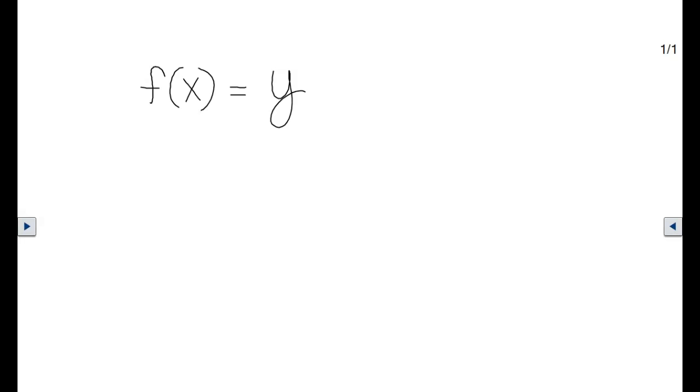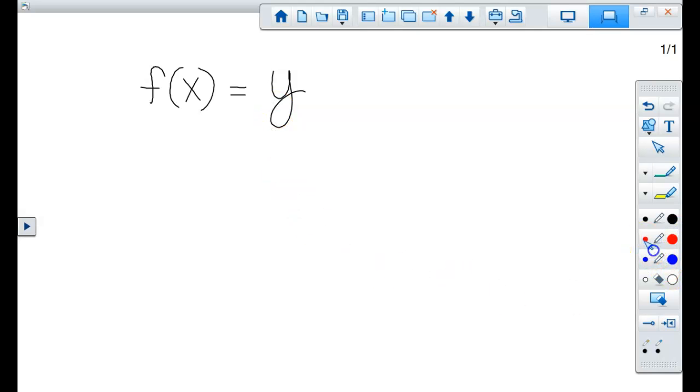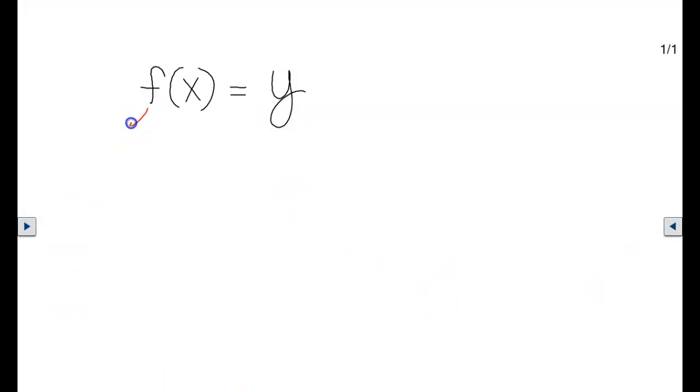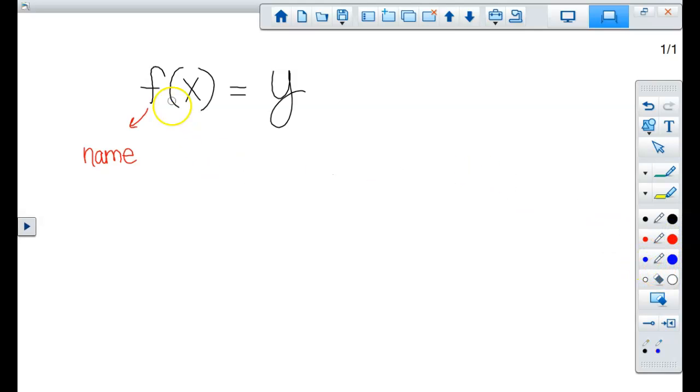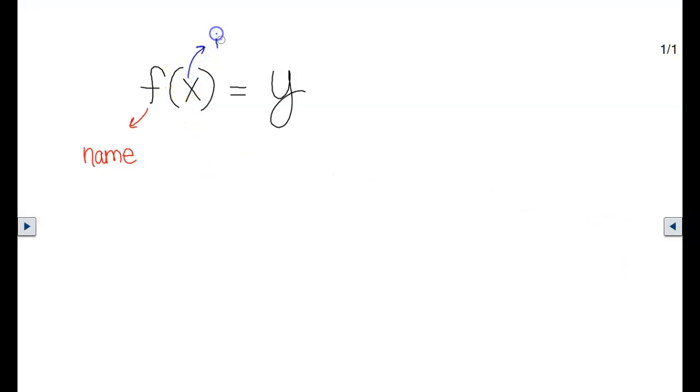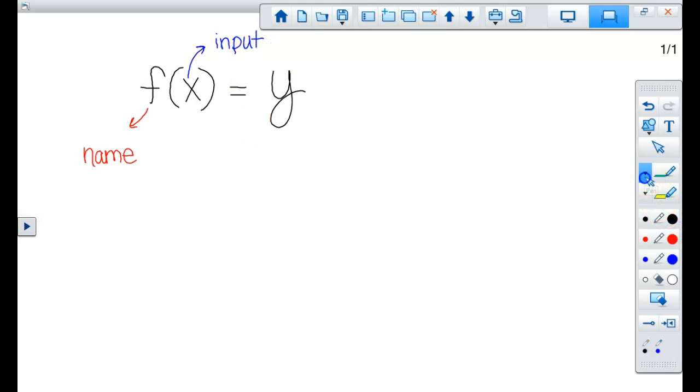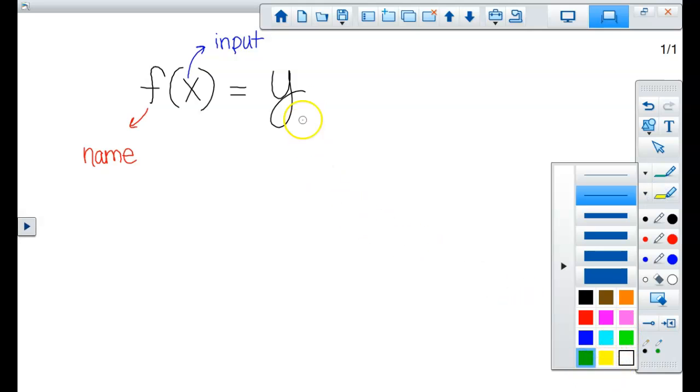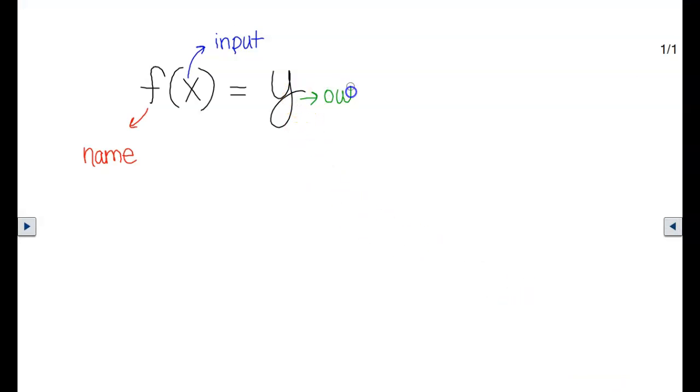So just a quick review here of function notation. Remember that this says a function of an input x is equal to an output, which is y. So we have talked about all of the different parts of this notation. The f, remember, is the name of the function. The x is the input for the function. And then finally, this y that we see over here is the output of our function.